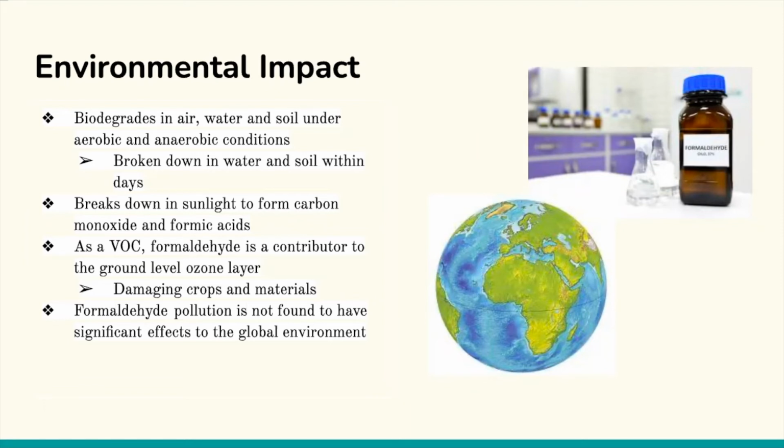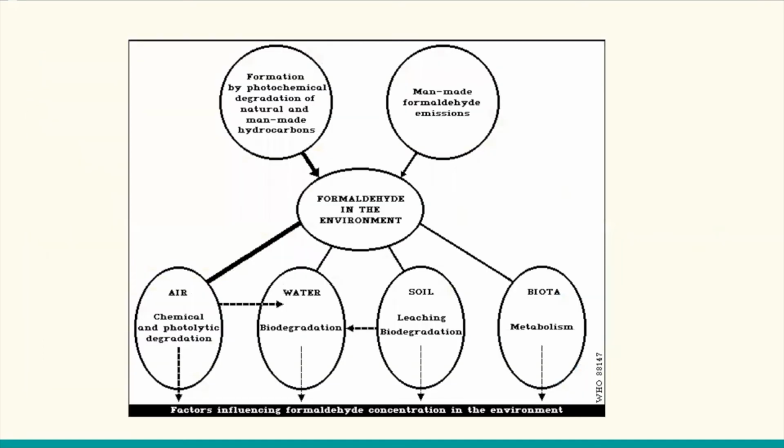As a VOC, formaldehyde is a contributor to ground level ozone, which is also very damaging to the environment and also damages crops and materials. Formaldehyde pollution is not found to have significant effects on the global environment, especially compared to methane, which has a larger impact. Here is a graphic on formaldehyde in the environment and its impact on air, water, soil, and biota.